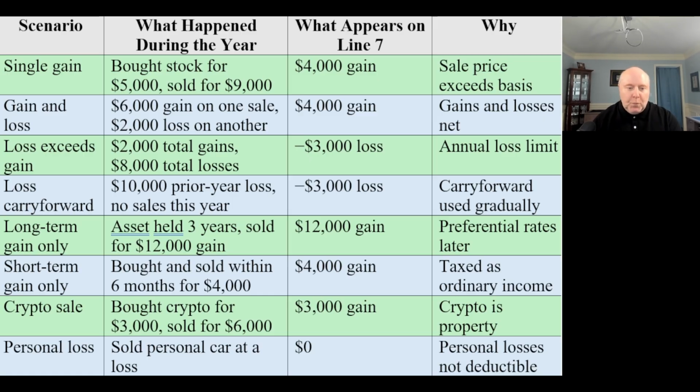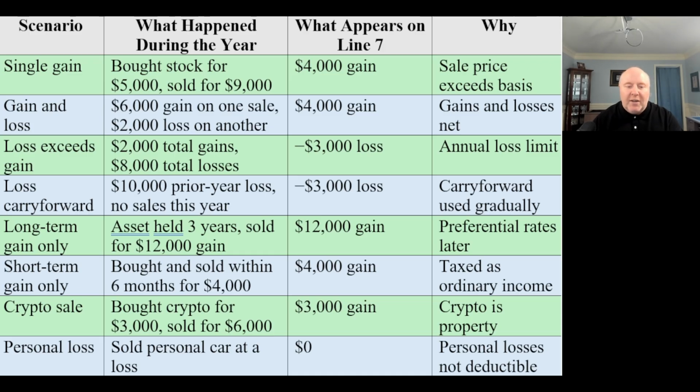Now, next one, long-term gain only. All right, so we've held assets for 3 years, sold for a $12,000 gain. We've held it for 3 years, over a year. We know it's long-term. We sold it for a $12,000 gain. That's going to be a $12,000 long-term capital gain. We're going to move that over to line 7 if that's what the event was. And then what we'll get is our 0, 15, or 20% tax when we start getting to the tax rates and those things.